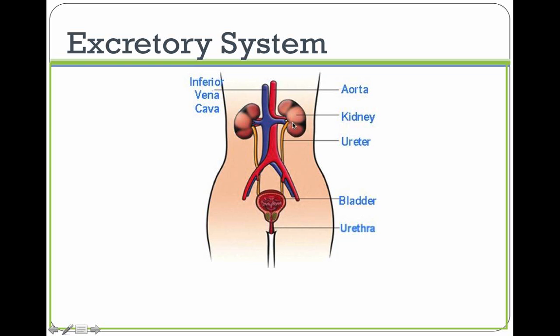So the waste is taken out of the kidney and it's taken through a tube called the ureter all the way down to the bladder. The bladder is where pee or urine is stored, where this liquid waste is stored.